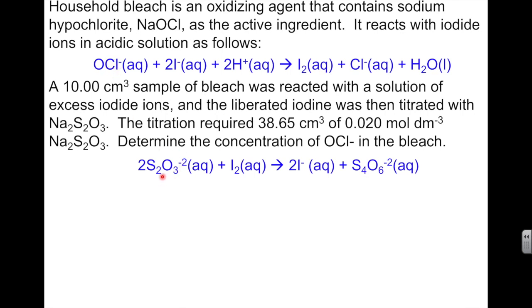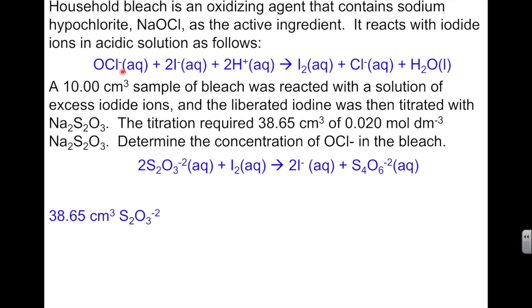Now, Mr. Russell, you could also go from here to here, moles of our titrant S2O3 to the I minus, and we could go from I minus also to I minus here, and then I minus to OCl minus. You could do the same thing.